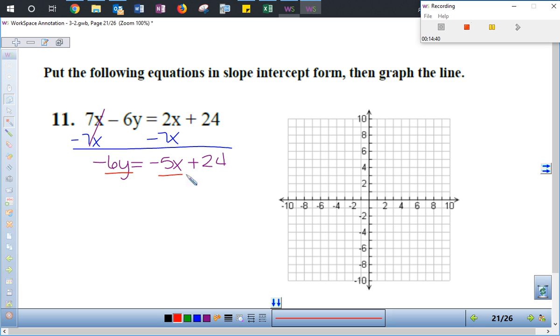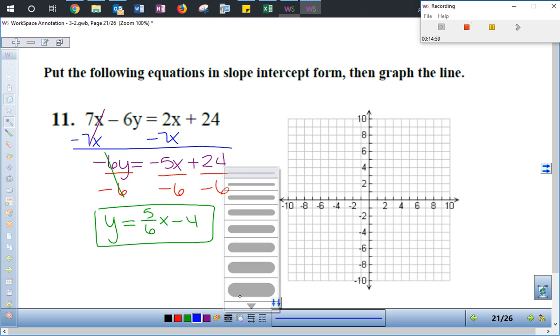I'm going to divide each term by negative 6. The negative 6's cancel out and leave me with y. A negative 5 divided by a negative 6 will result with a positive 5 over 6 times x. And then 24 divided by negative 6 is negative 4.